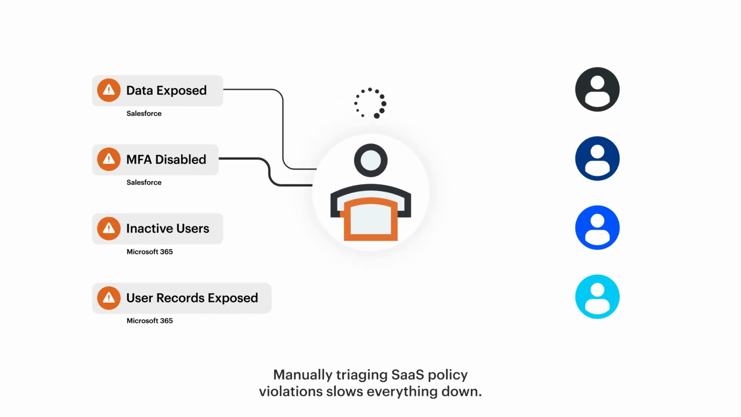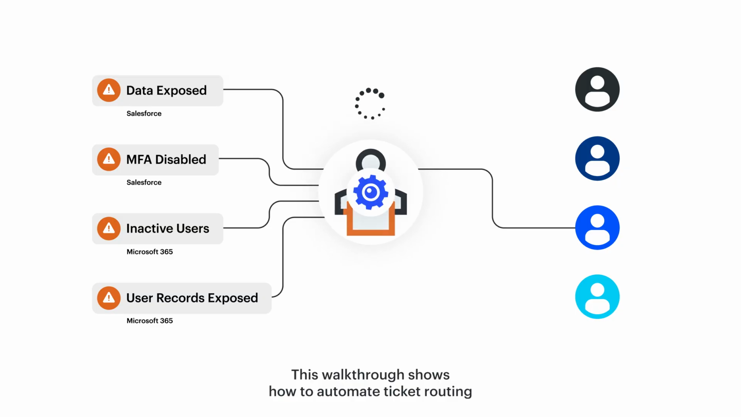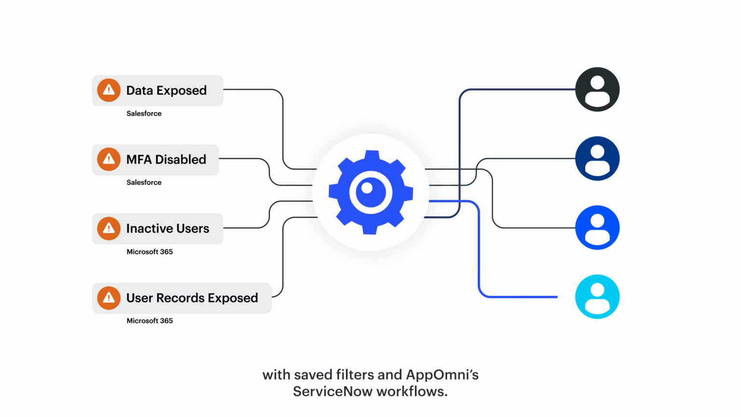Manually triaging SaaS policy violations slows everything down. This walkthrough shows how to automate ticket routing with saved filters and AppOmni's ServiceNow workflows.